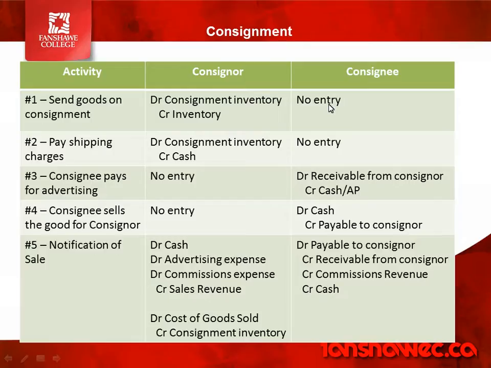So there's no entry required on the consignee's behalf. The third activity is when the consignee pays for advertising, right? So if we look at our situation, this is where the London store had bicycles. We sent them out to Vancouver to sell for us. Now the store in Vancouver is going to advertise.